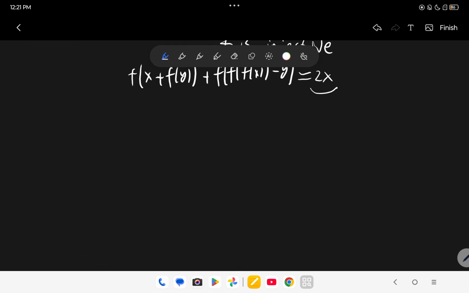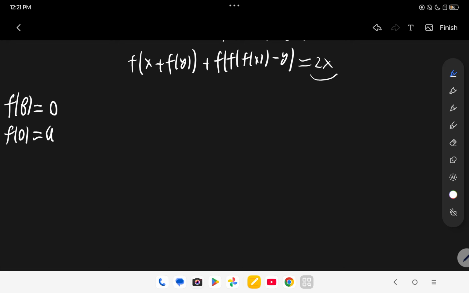Okay, now since we know that f is surjective, we know that there exists some integer b such that f(b) equals 0. And let's call f(0) a. So these are the two new members to our solution. So let's put zeros, and we will get f(a), because f(0) is a, plus f(a) equals 0.